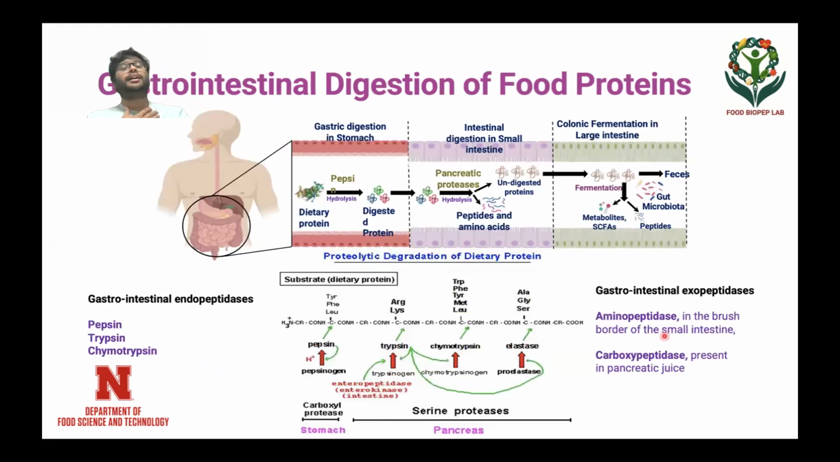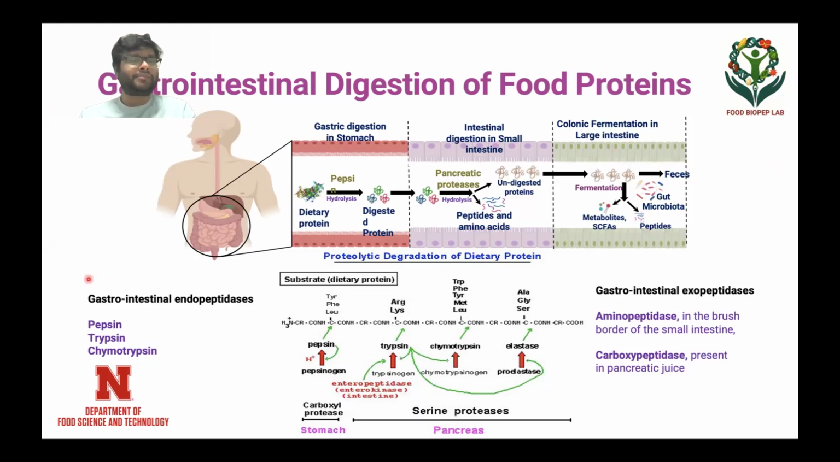So let's talk about the gastrointestinal digestion of food proteins. When we eat a dietary protein, it is broken down by pepsin to digested protein, and then this digested protein goes down to the small intestine. It's broken down by the pancreatic enzymes. You have undigested proteins, and you have peptides and amino acids that get absorbed. The other ones go down to the colon and are fermented by the microbes in our colon, and then we produce multiple other metabolites, short chain fatty acids, or different kinds of other peptides, with the rest going out of the feces. This is a typical way dietary protein gets digested in the GI tract.